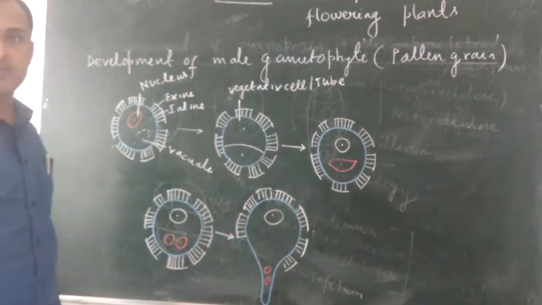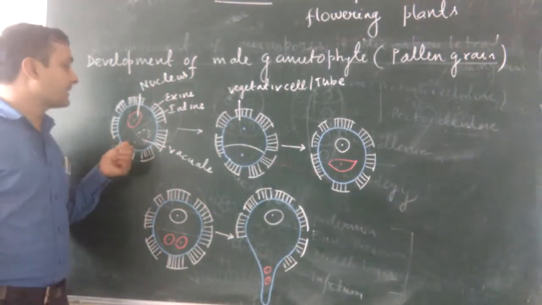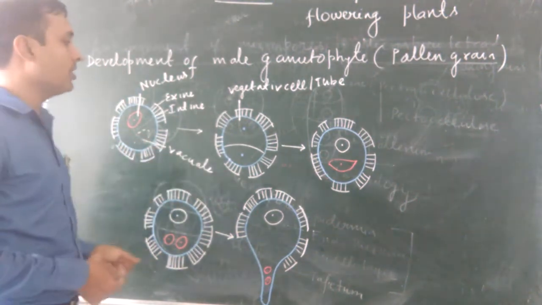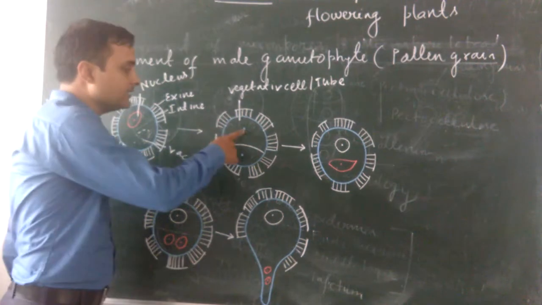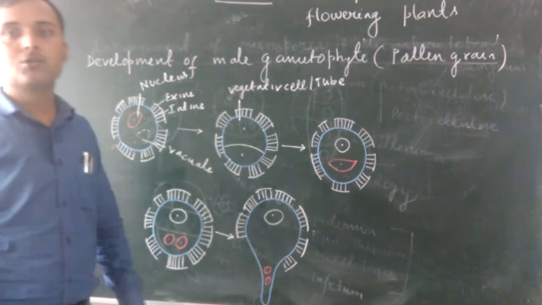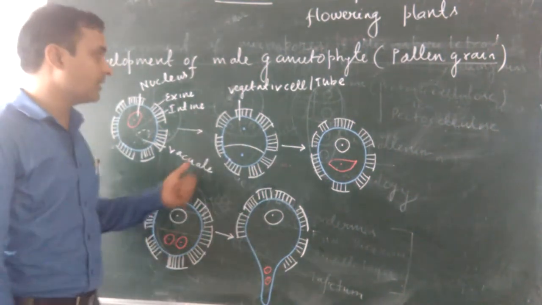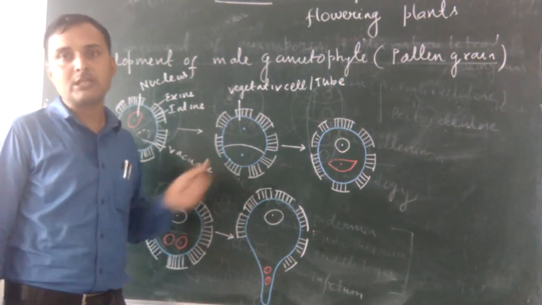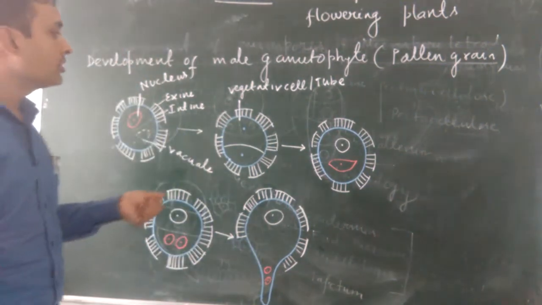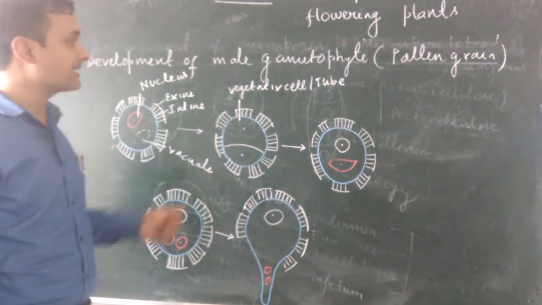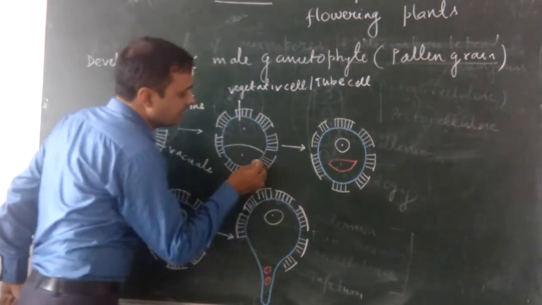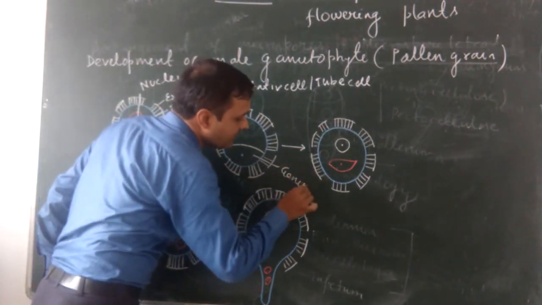Listen carefully. First, karyokinesis occurs and two nuclei are produced, and then the cytoplasm divides unequally. So it forms two types of cells, larger and smaller. Why are two types of cells produced? Not of equal size, because the cytoplasm divides unequally in this process. The larger cell is known as the tube cell or vegetative cell. The smaller cell is known as the generative cell.